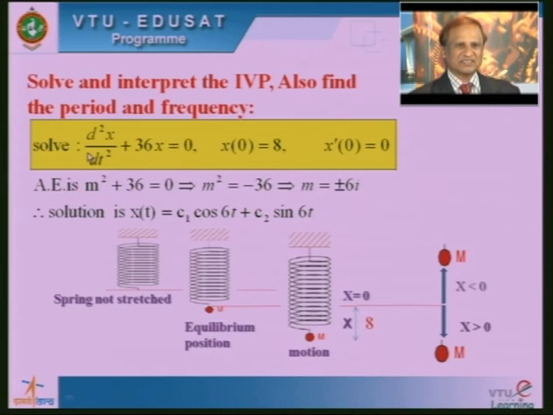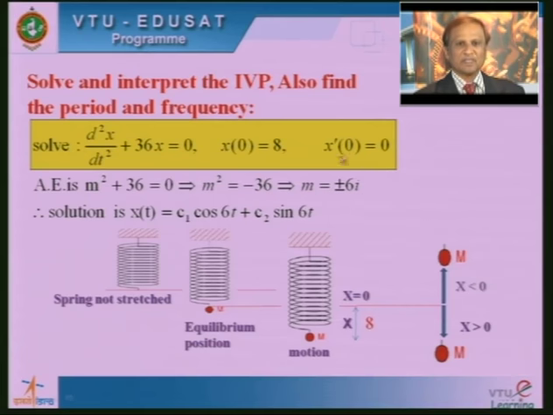Again, I have to replace capital D by m. I will get an auxiliary equation m square plus 36 is equal to 0, or you can obtain m square is equal to minus 36. Therefore, m is equal to plus or minus 6i. It is exactly similar to the previous example. Is it clear?